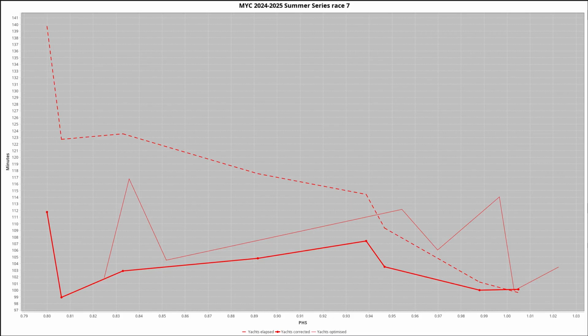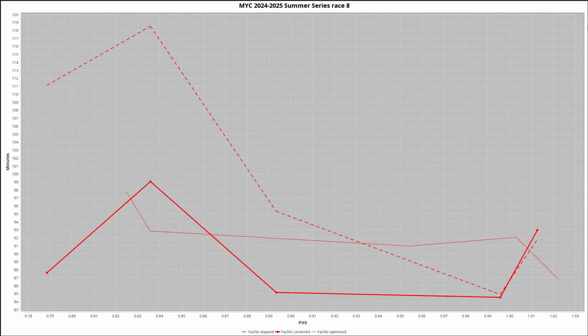And race 7. So the data in the summer series is looking a lot cleaner than the data in the club champs. Boats were sailing a little bit less erratically, and the handicaps have been able to correct quite nicely for that. Race 8, again a nice clean one. We have again the downward slope that you'd expect with the uncorrected times, and the corrected times being quite level.